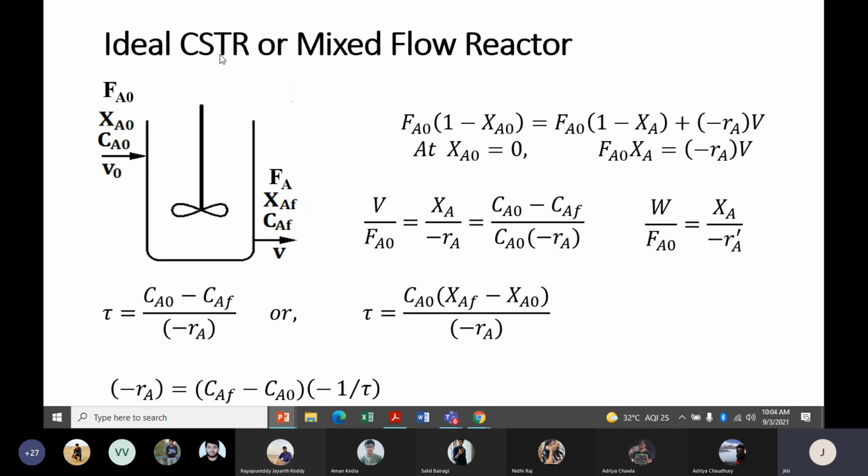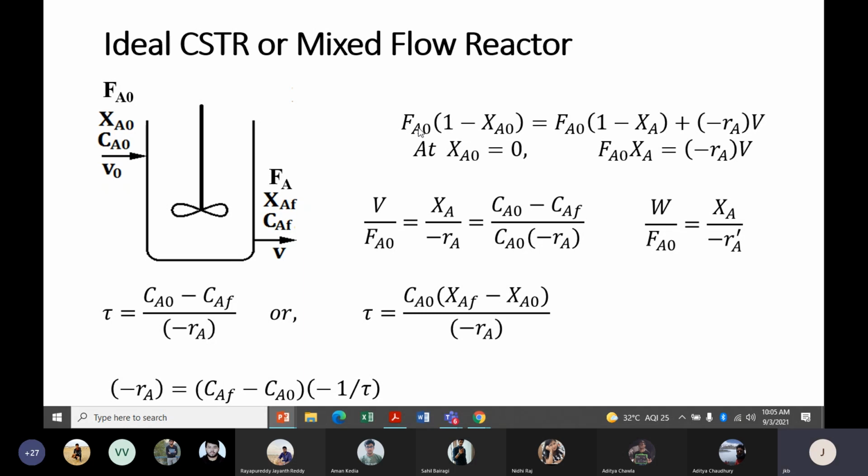And in case of CSTR or ideal mixed reactor, we assume this is ideally mixed. It means inside the reactor, whatever the parameter properties, this will be same as the outlet condition. That is, this Fa will be same as the Fa inside the reactor, and in the same time conversion will be XAF inside the reactor, and other parameters are also similar to inside the reactor values.